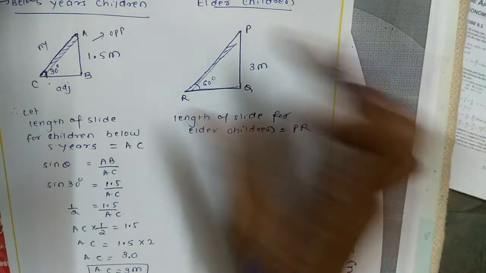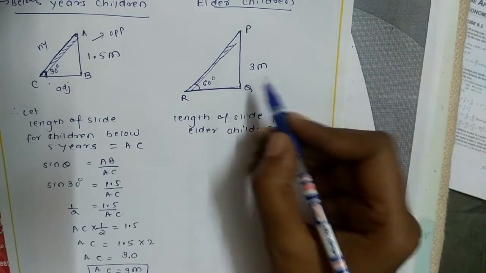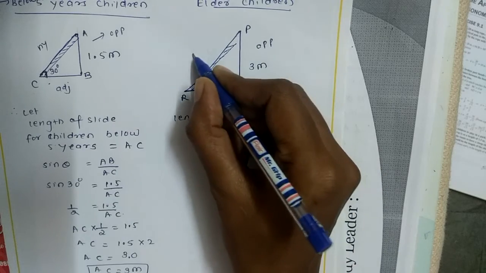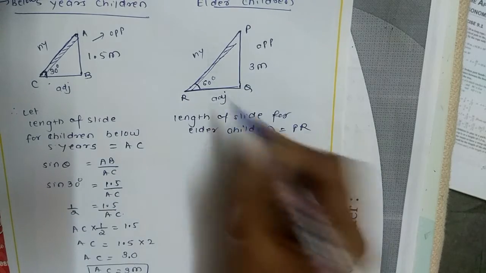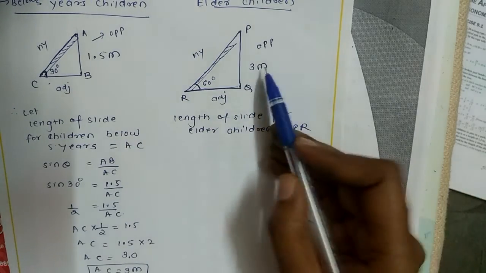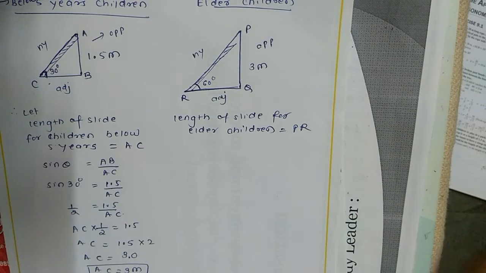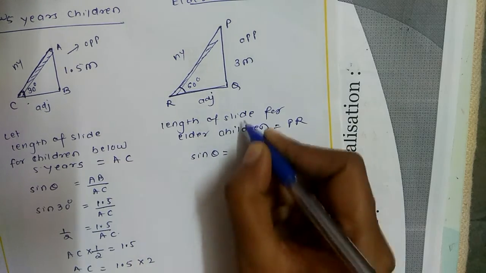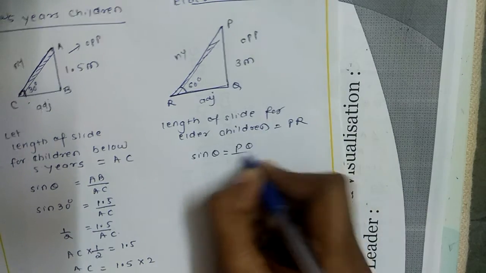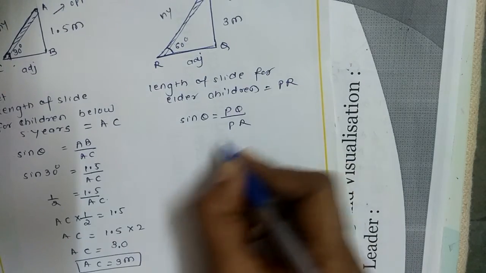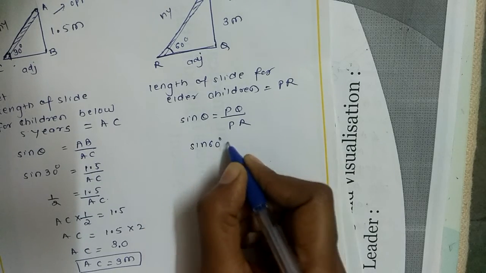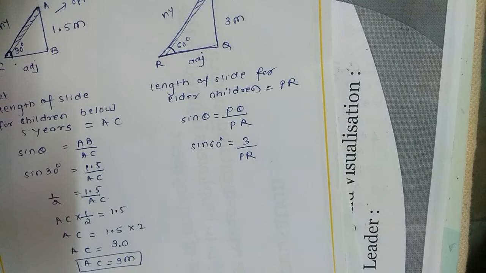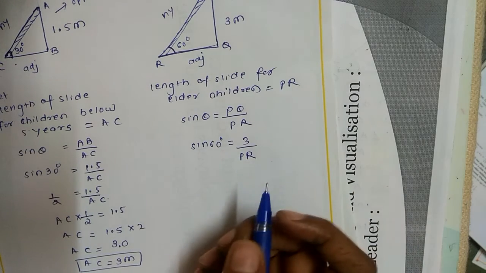Same here, we have to find out PR, and we know PQ. According to this figure, this is the opposite side according to this angle, this is the hypotenuse, and this is the adjacent side. So we have to choose a ratio where we have the opposite and hypotenuse, and in sine we have the opposite and hypotenuse. So we'll take sin theta, that is opposite PQ and hypotenuse PR. Sine 60 degrees. So PQ we have 3 meter, PR we don't know, we need to find out PR here. So what is sine 60 degrees? That you have to put.